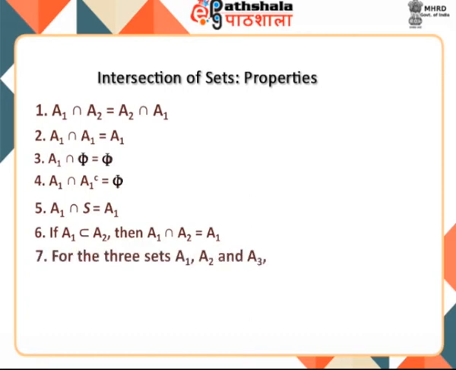Lastly, for three sets A1, A2, and A3, the following associative property should be satisfied. (A1 intersection A2) intersection A3 is equal to A1 intersection (A2 intersection A3).